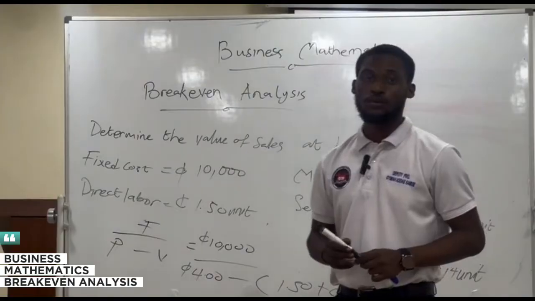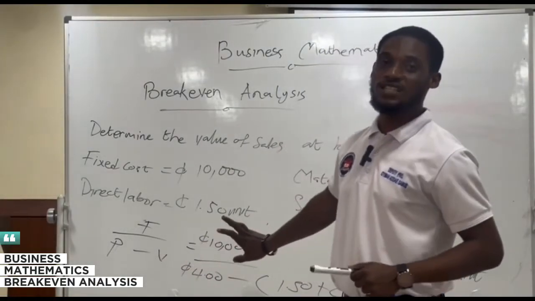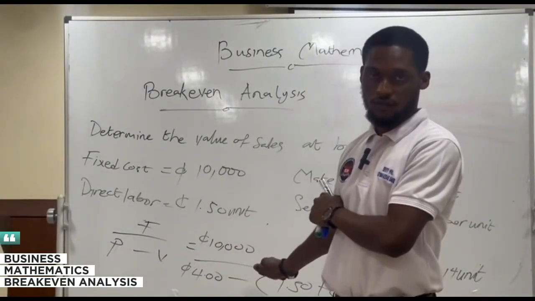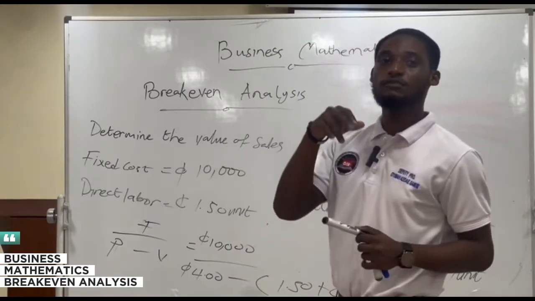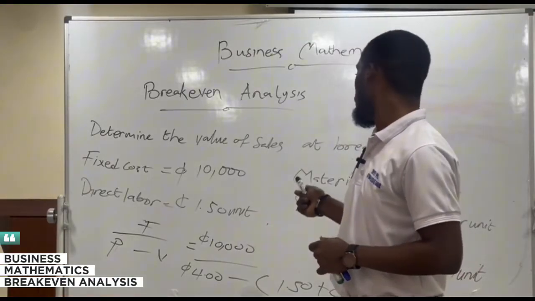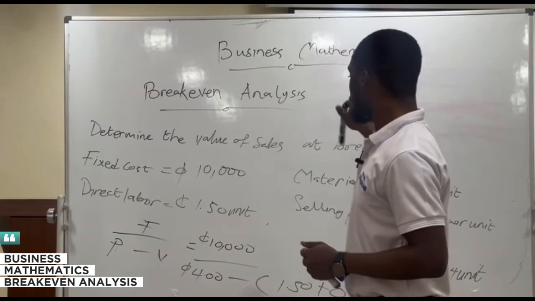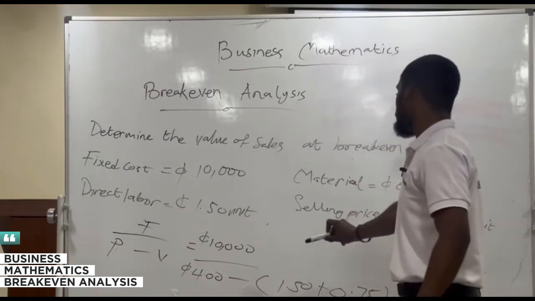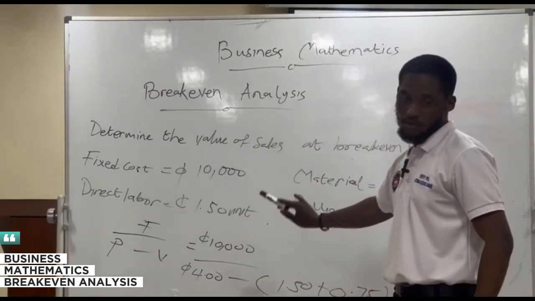So with this question, the variable cost wasn't given, but factors of production were given. So we added the 2 factors of production to get our variable cost, and we fixed it into the formula. So this is how to go about such questions.